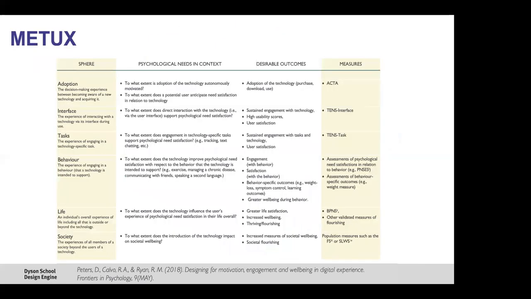For each of these spheres, we have developed questionnaires that generally are adaptations of those that have already been widely tested in the psychological literature. I don't intend for you to read this table in detail, but you can see here how for each of these spheres, you have tools, instruments that you can use to understand and measure the impact that your technology is having at that level. Defining these spheres also helps us understand what we are talking about. So when we talk about increased autonomy, we can see that there are different levels. So we can have a conversation between different professionals about what we refer to when we use that word.